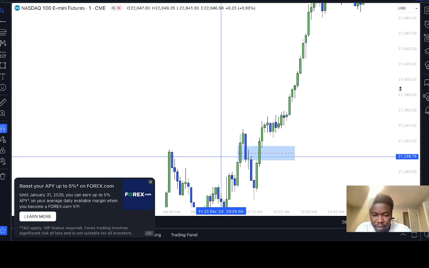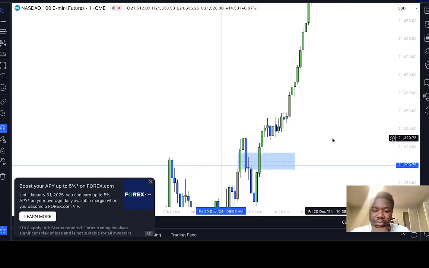We inverse this gap. We had a change in state of delivery and respected this order block. Those are three confluences that we have. Anybody see it yet? No? Fair value gap right here.